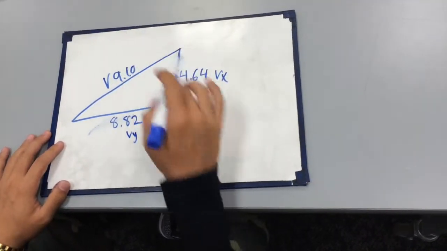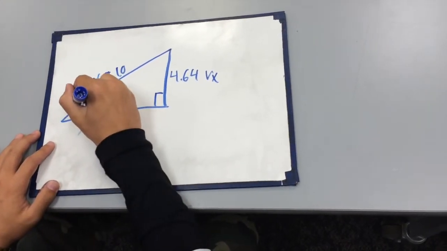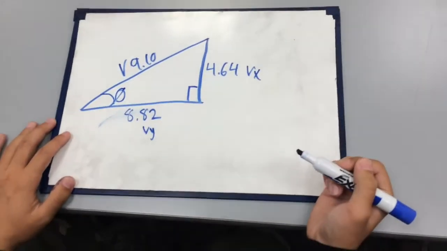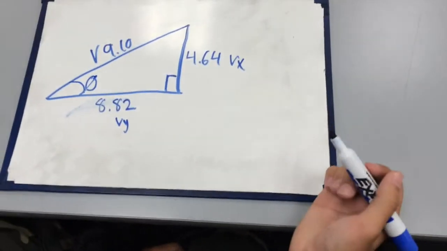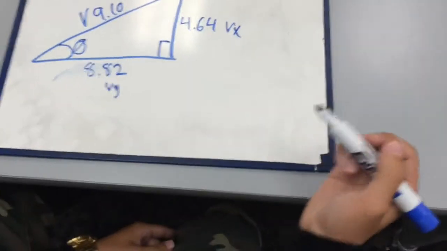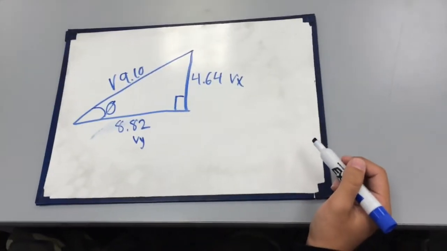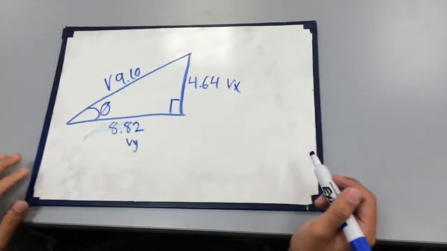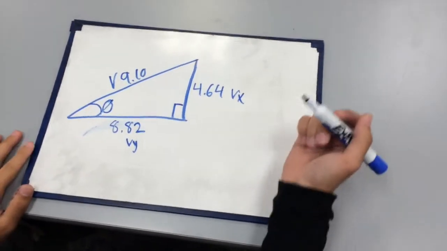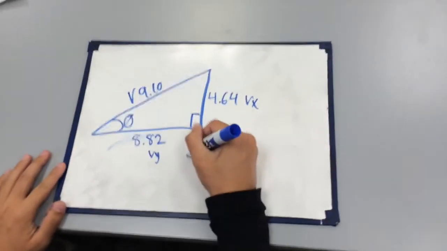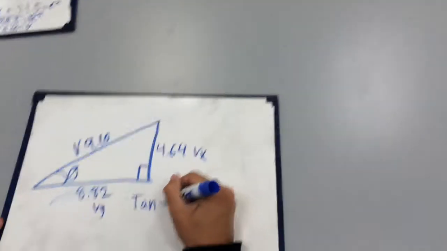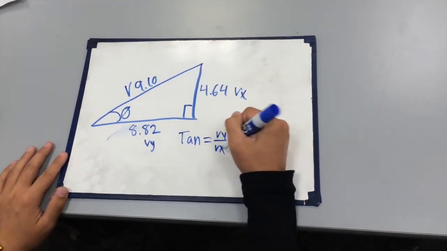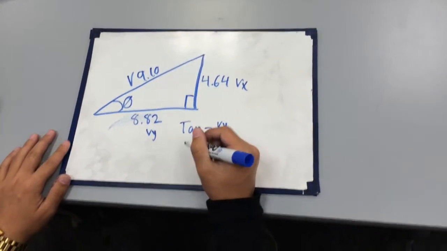Okay, now that we have found these, we want to find this angle here. The only way that we can do this now is to use SOHCAHTOA, which is either tangent, cosine, or those types of things. So we're going to use tangent. Tangent is going to be Vy over Vx. So tangent equals Vy over Vx. Now we're actually going to use inverse tangent.